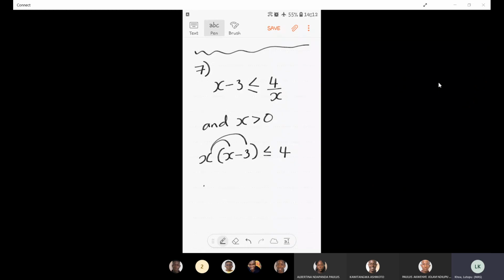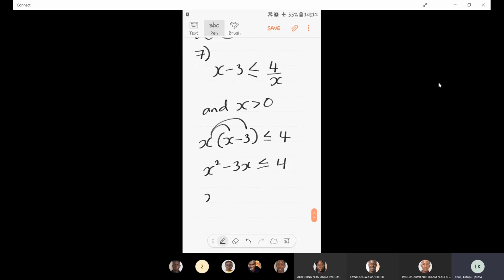Then you multiply, you get x squared minus 3x. This is less than or equal to 4. Then again, a quadratic inequality, everything on one side, you must have 0 on the other side. So what you have is x squared minus 3x minus 4, which is less than or equal to 0.